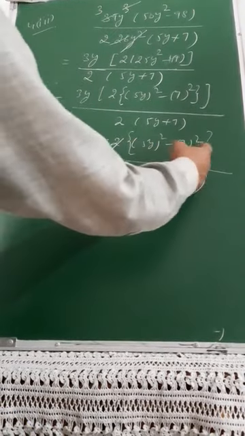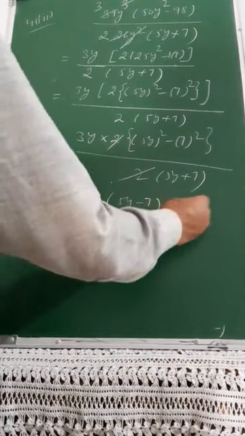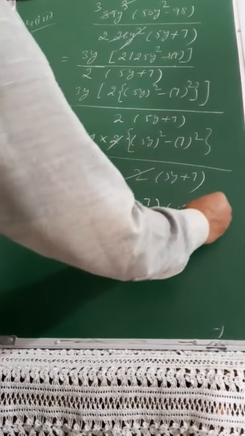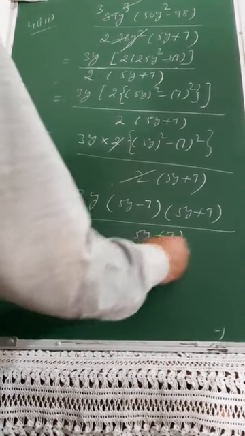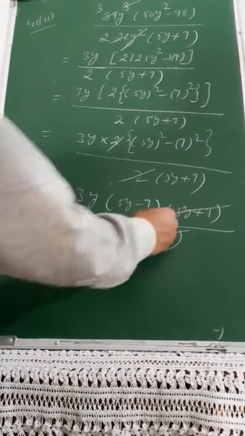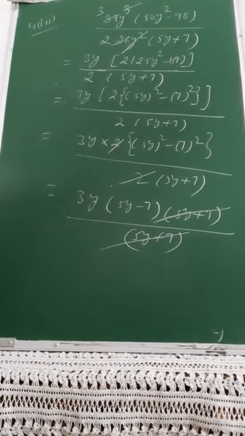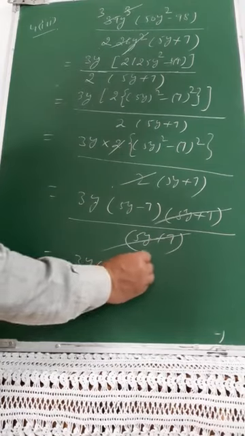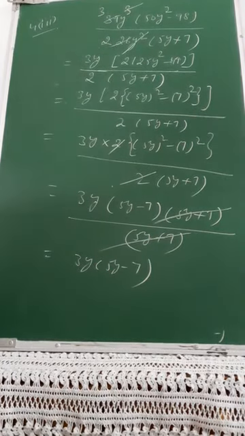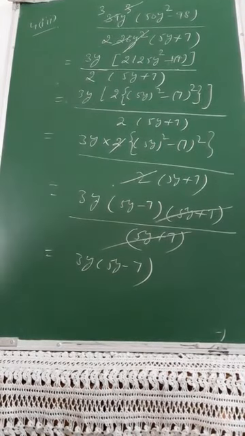Now 5y square minus 7 square I can express as 5y minus 7 into 5y plus 7, upon 5y plus 7. Here I can cancel 5y plus 7 with 5y plus 7. So I will be left with what? 3y into 5y minus 7. So that is the answer for your third part of question number 4.